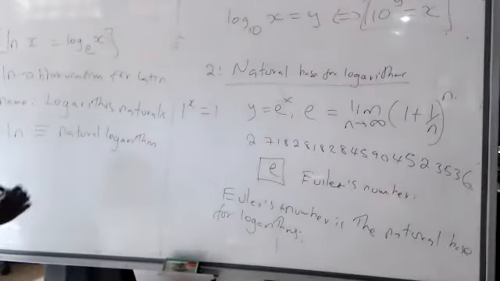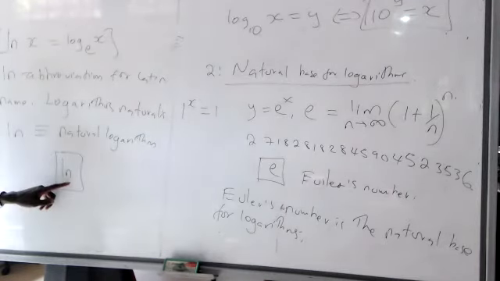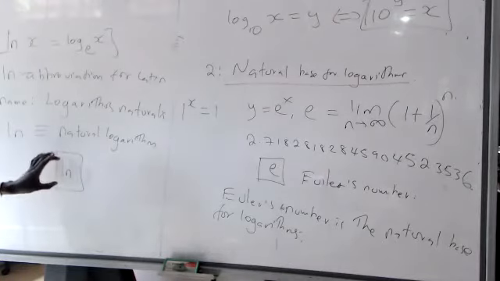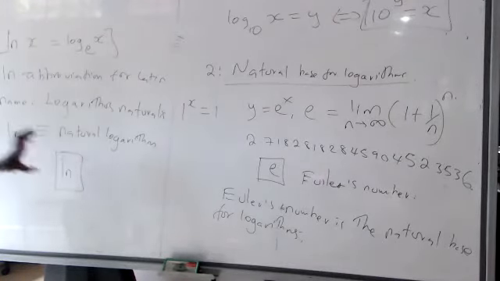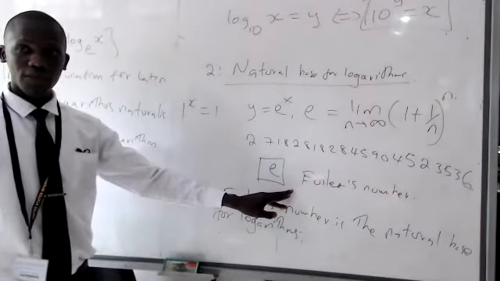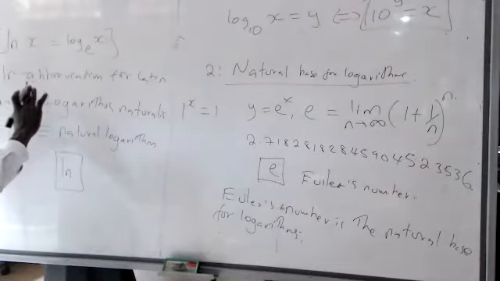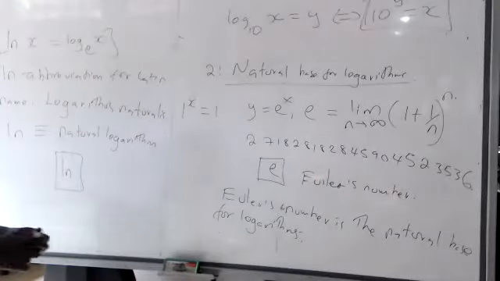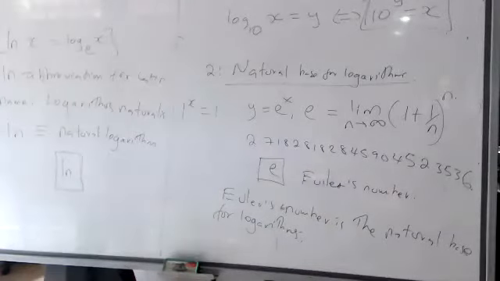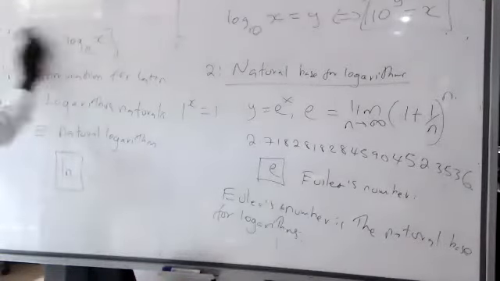So in the calculator again, you will see some keys with this label ln. When you press ln, it gives you the logarithm of a number to the base e, where e is Euler's number. Is that okay? Any questions on the common base for logarithms and the natural base for logarithms? Seems there is no question.